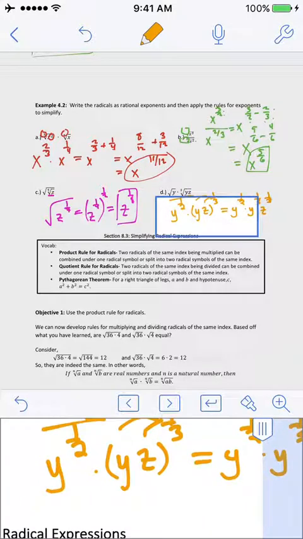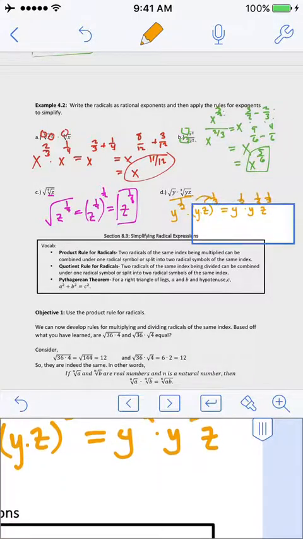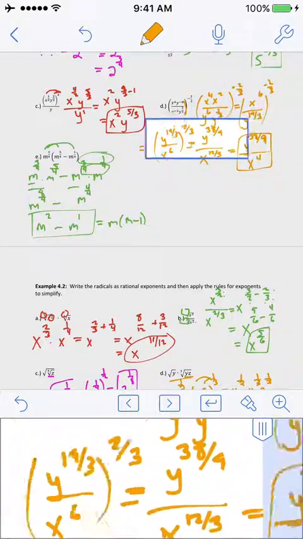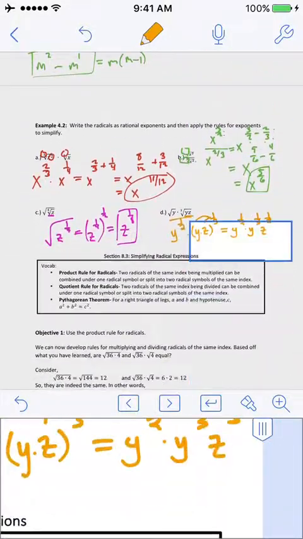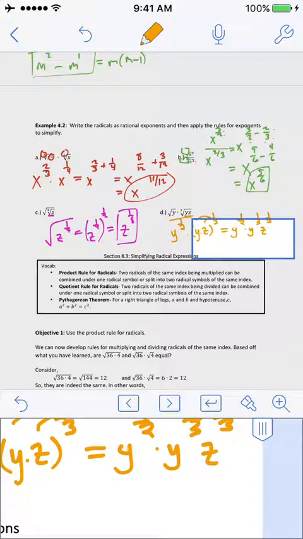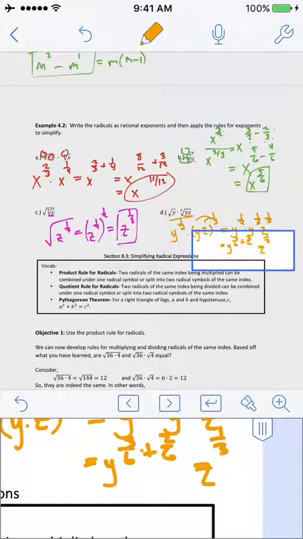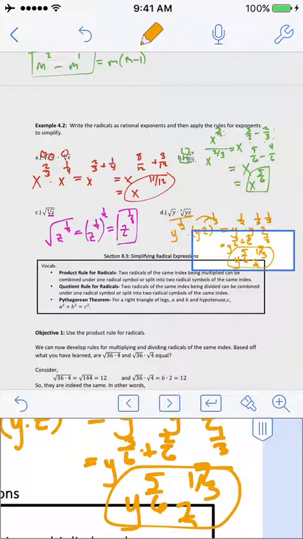That's the distribution rule because they're being multiplied, not added, so I can distribute that as I see fit. And then I can combine the y's, 1/2 plus 1/3. We've done that already today. We'll just do it again, it's good practice. So 1/2 plus 1/3 is the same thing as y to the 3/6 plus 2/6, and still z to the 1/3. And we get y to the 5/6, z to the 1/3 as our final answer.